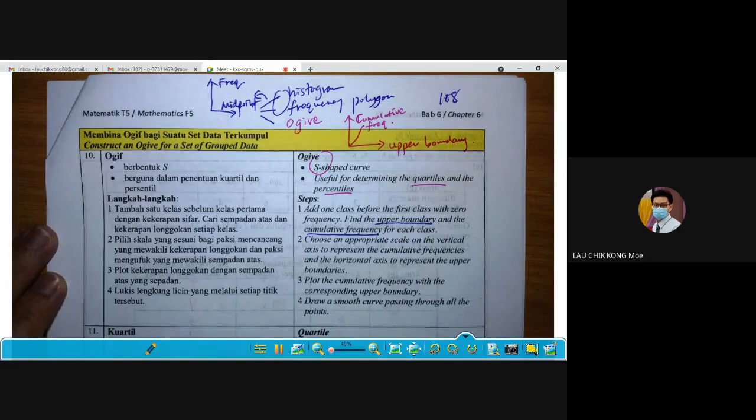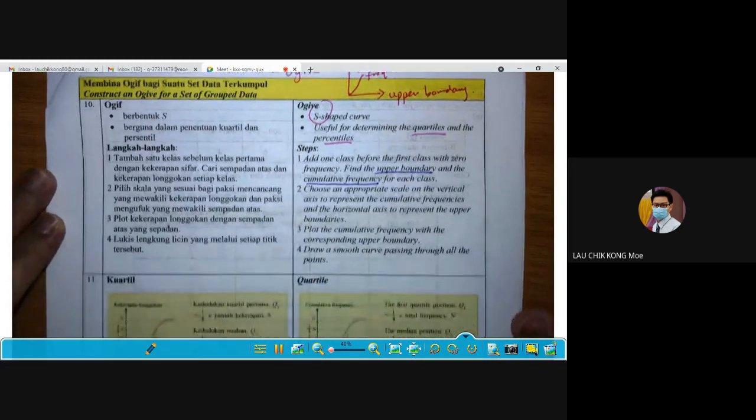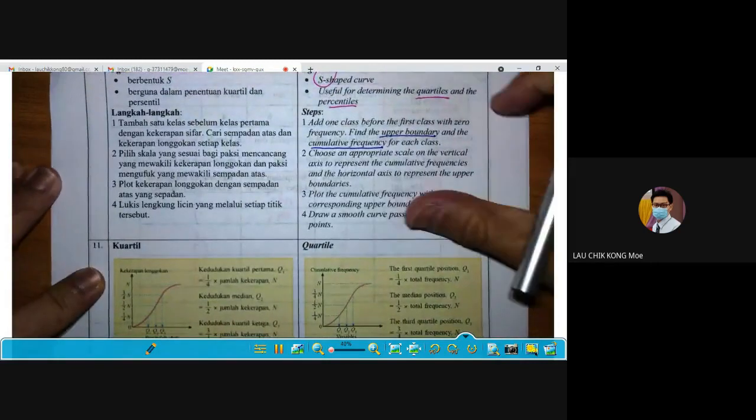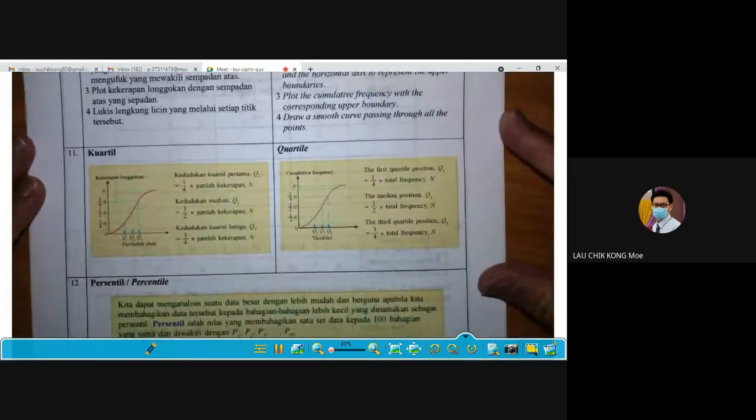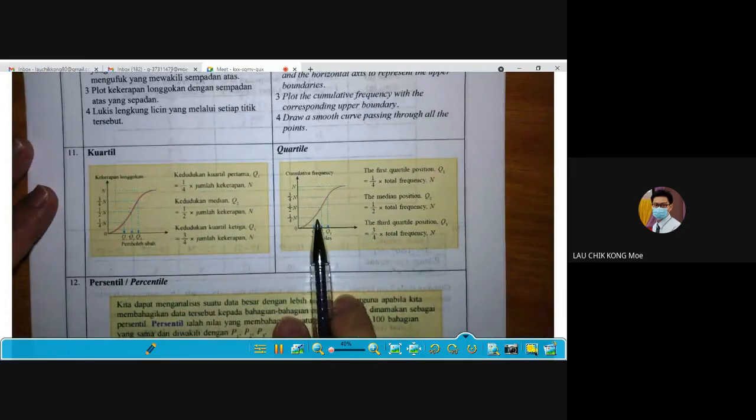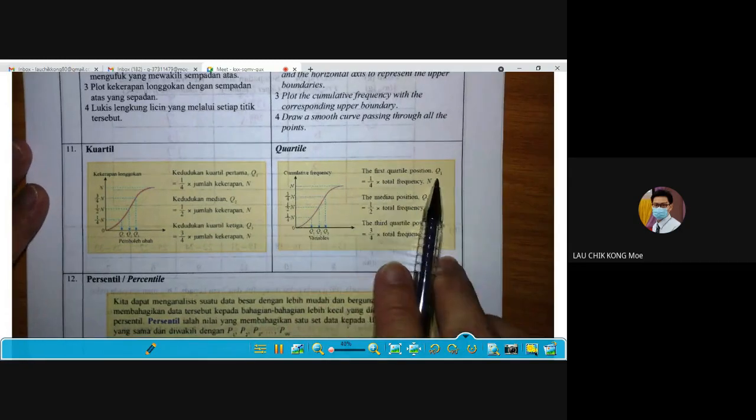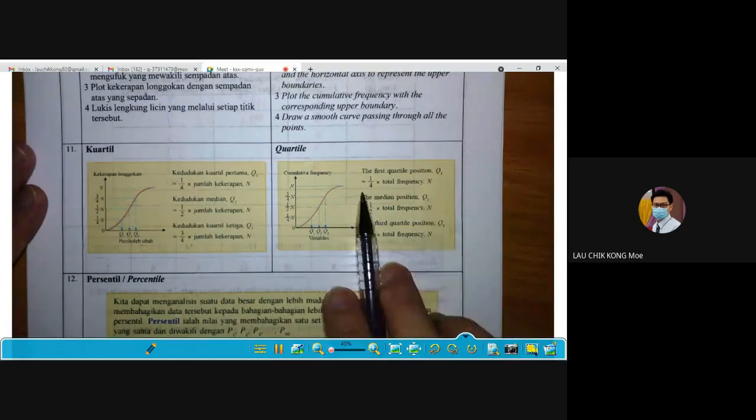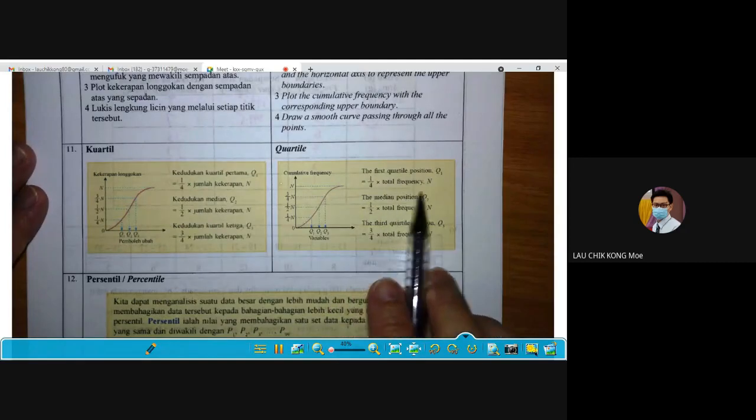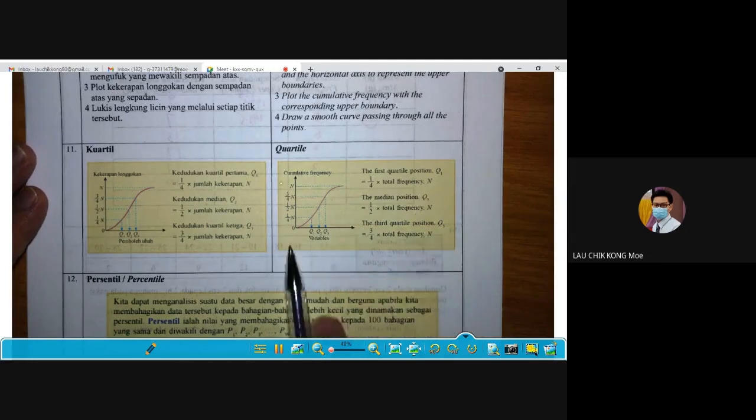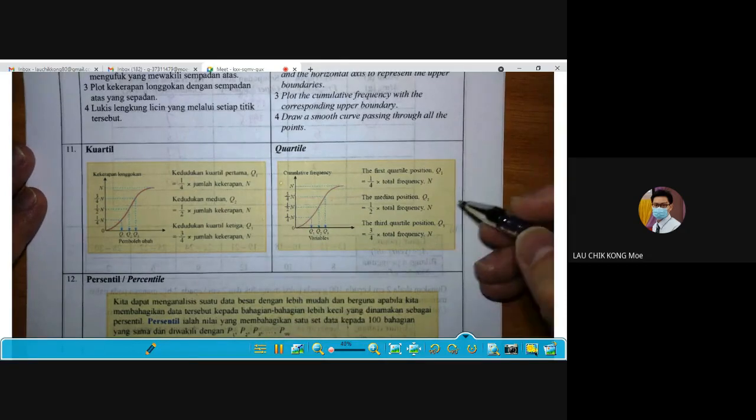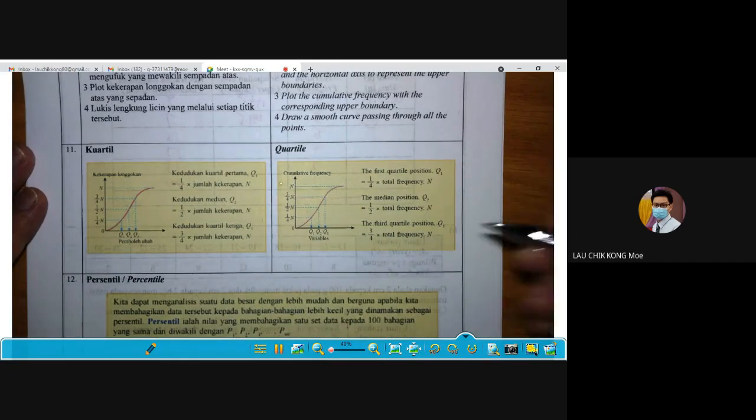Okay, so these are the notes on how to draw the ogive, and then we go to quartile. Actually, I think we have learned quartile last year, but this is quartile from the graph ogive. The first quartile, Q1, the formula is 1/4 times the total frequency n. If we have 100, 1/4 times 100 is 25. So from the 25, we try to find the Q1. And then the median is Q2, which is 1/2 times the total frequency.